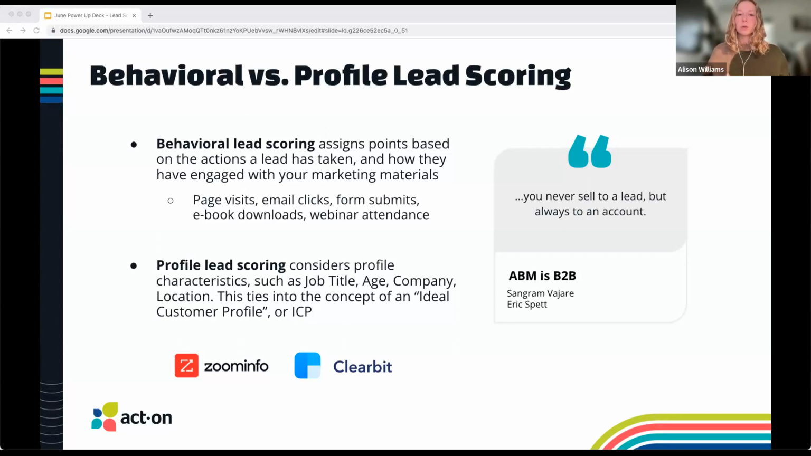But profile lead scoring really ties into the idea of an ICP that I mentioned earlier, or an ideal customer profile. There's this quote here up on the screen that says, "You never sell to a lead, but always to an account." And that's from a book called ABM is B2B.